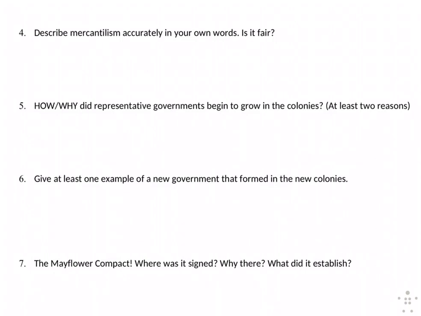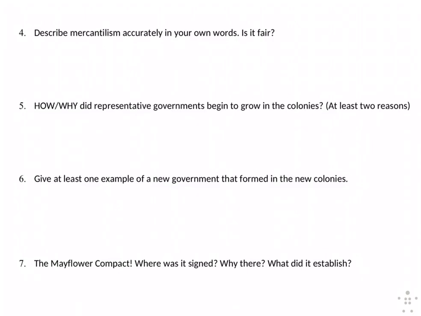So the reason why it doesn't seem fair is because not only were they forced to only buy from England, but it also restricted their trade. So they could not trade with any other country, which included Spain and France. So the colonists deemed that unfair because the only people that they can trade with was the mother country, which is England.